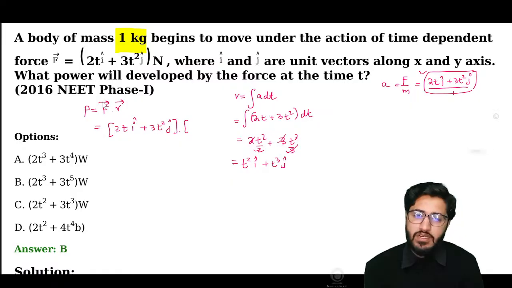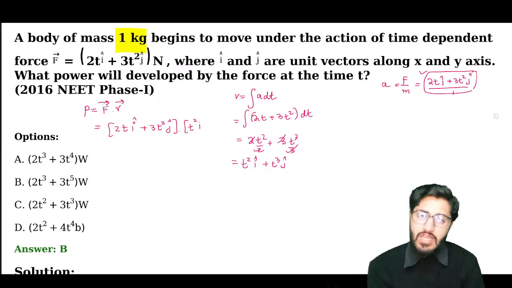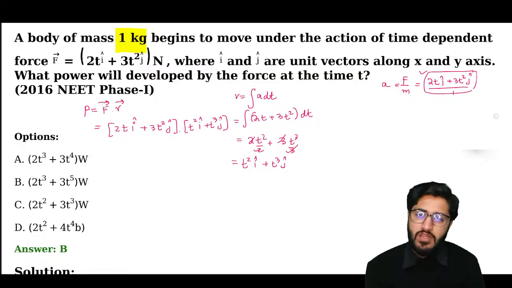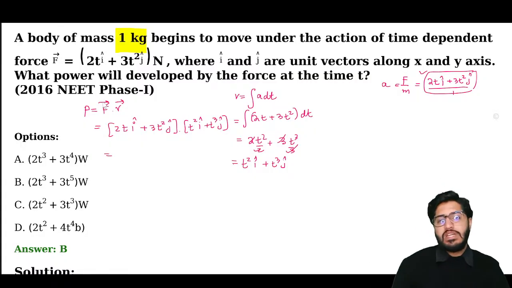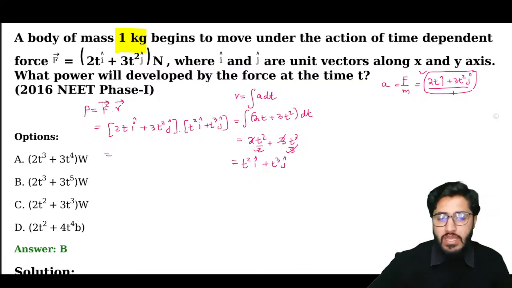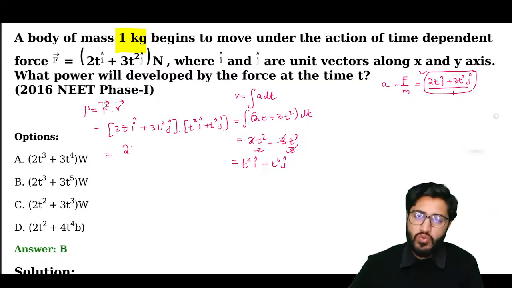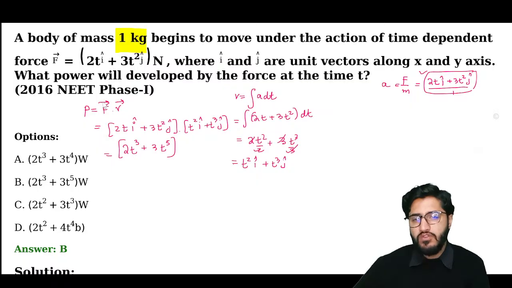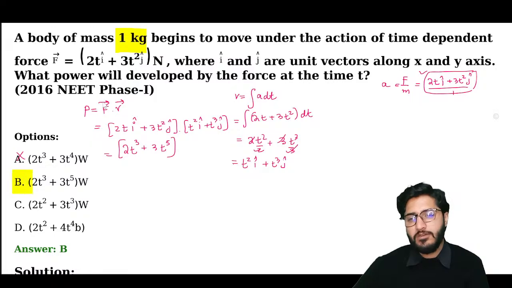I put the values here now. t square i cap plus t cube j cap. So 2t into t square, so is it 2t cube? Yes. Plus 3t square into t cube, so it is 3t power 5. This would be my answer. 2t cube, 3t4, no, it is not. Yeah, option number B is correct.